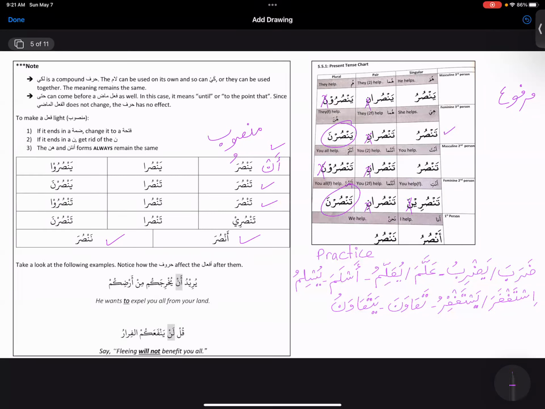Whenever these haroof come before fail mudaria, they bring some change. What is this change? Whatever five in your pocket siga were ending on dhamma will change into fatha. That is one step. The second step is that whichever sigas have noon in them, we drop these noons, except yansurna and tansurna, except hunna and antunna. Rest of the noons, we get rid of them. And that's all. This is how you make fail mudariya mansub.